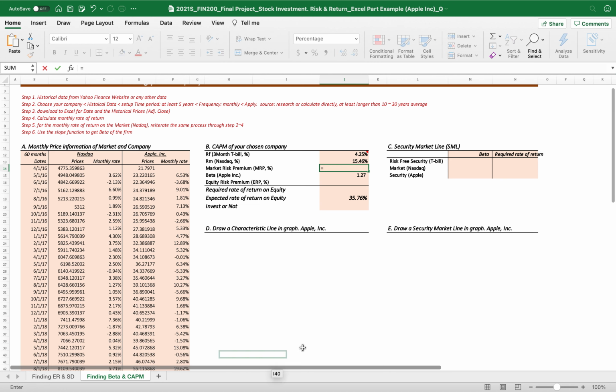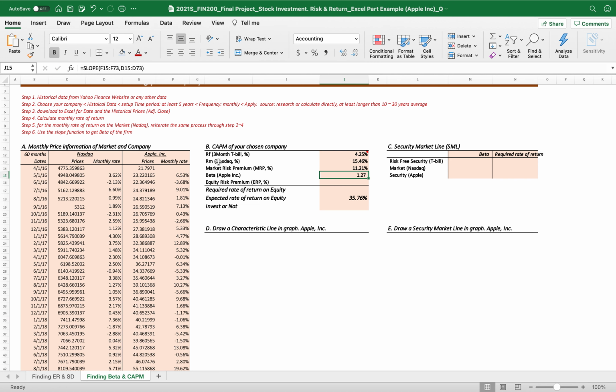Now, what is the market risk premium? The market risk premium is calculated this way: RM minus RF, and then we have the market risk premium, MRP. And then we multiply this 11.21% market risk premium by the beta 1.27, so that we get the equity risk premium. Okay, what happened?